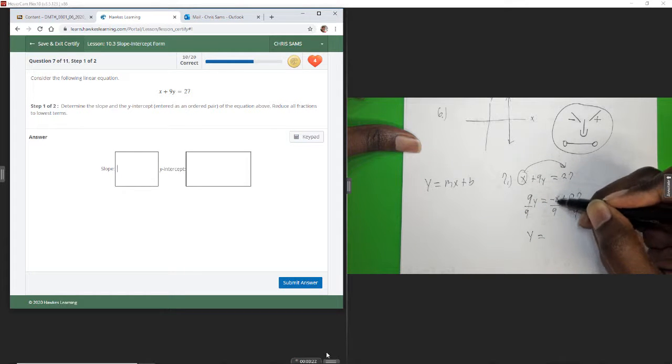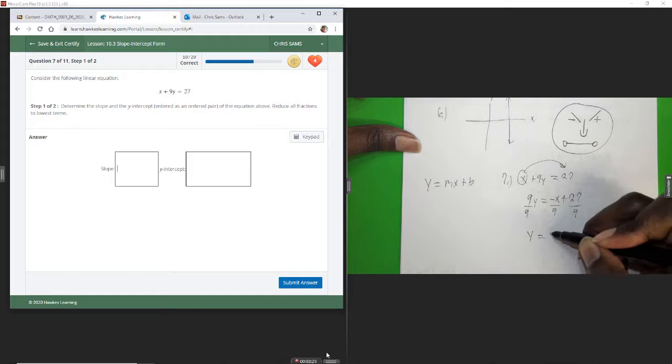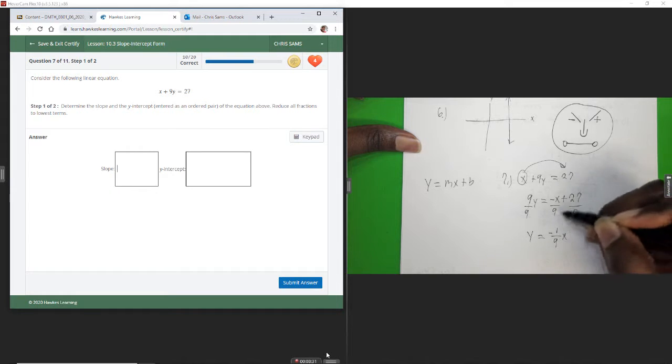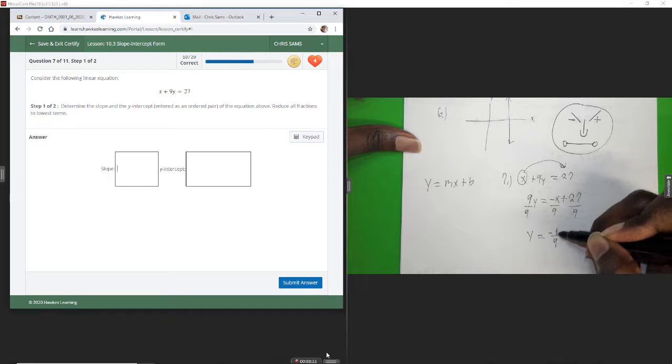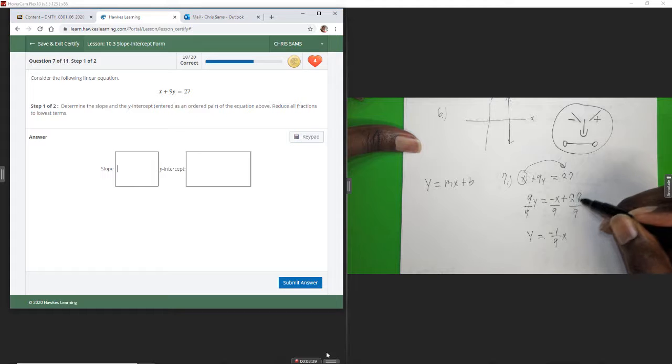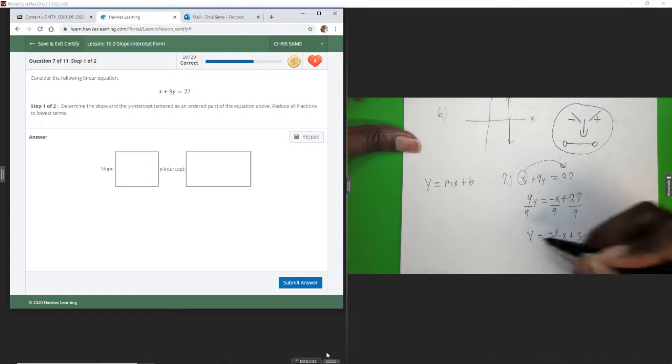As for the slope, the number in front of x is understood to be a 1. So we're going to pull that separate, negative 1 over 9, and then put the x. So this time it's good to put the 1 whenever it's over a number and you're trying to identify the slope. And then 27 divided by 9 is 3.